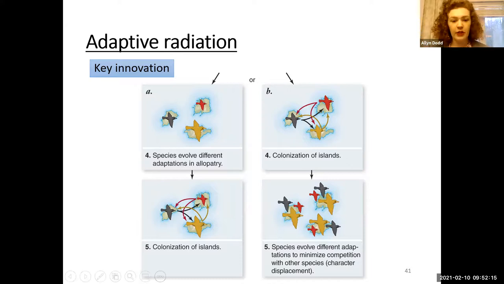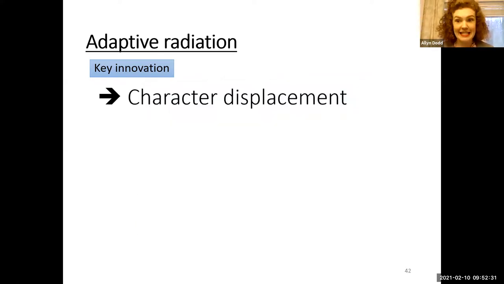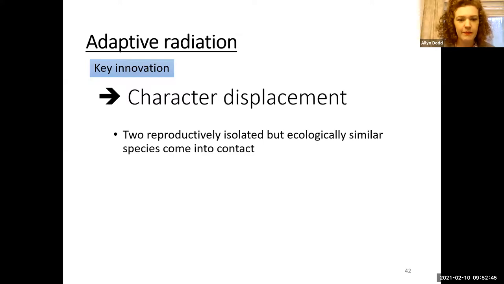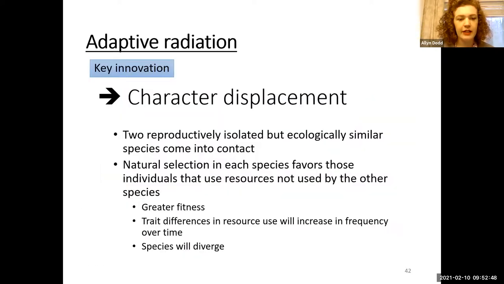So it could be that they evolve the adaptations geographically isolated and then colonize, or they colonize and then through character displacement become more different and further specialized in their adaptations. So now I'm going to tell you what character displacement is. It's important. You should know what it is. I'm almost certain you will be tested over this. And we talk about character displacement in ecology too, because ecology and evolution are so tightly linked. I mean, all of biology is linked to evolution, but anyway.